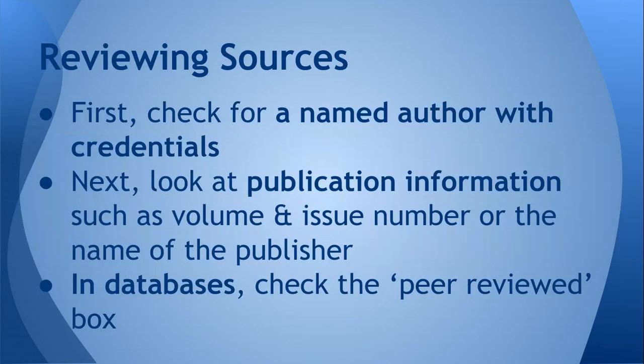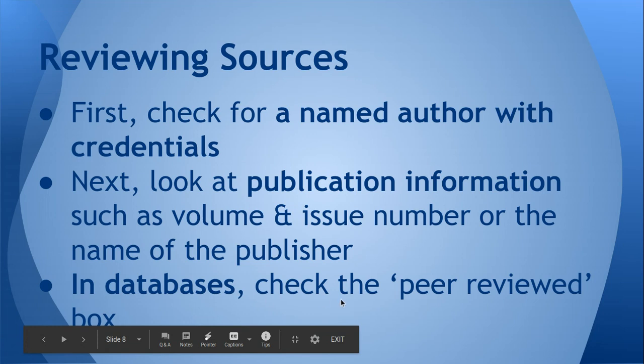So when you're reviewing sources, quick things to look for. We need to make sure that we have a named author with credentials. We need to look at publication information. So volume and issue number will tell you that something is in a journal, or it might have the journal title or the name of the publisher. If you're using databases, make sure that you check the peer-reviewed box, and that will help you.